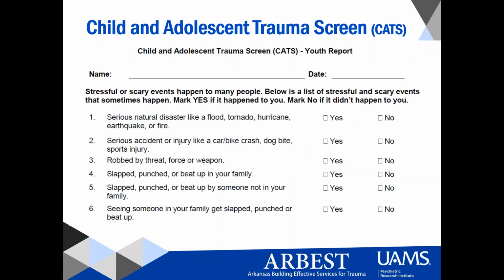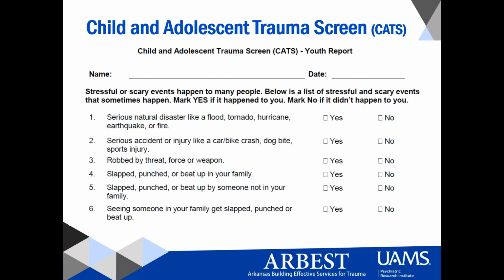All right, so this is the form. This is the youth report, so this is the 7 to 17, and this is the first page of the CATS. It's not the full page, it's just a screenshot of the top. And as you can see, this is the event screener. It just goes through a number of different events, and the child answers whether or not they've been through certain events. So have you been in a natural disaster like a flood? Yes or no. And then you move on to the next one.